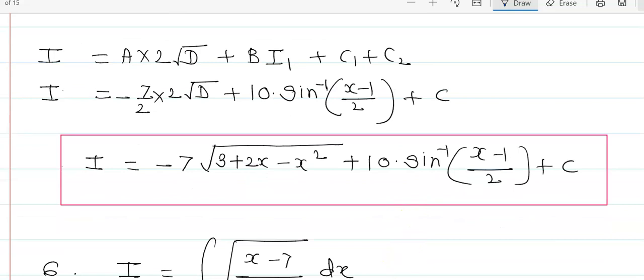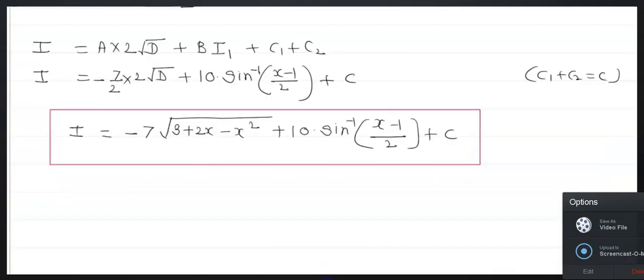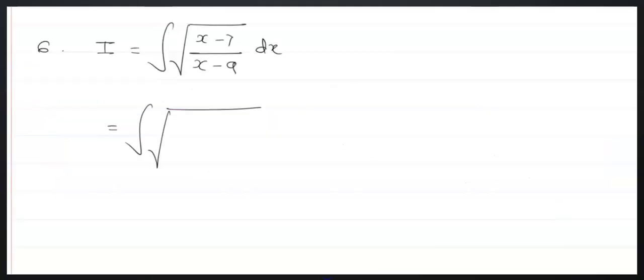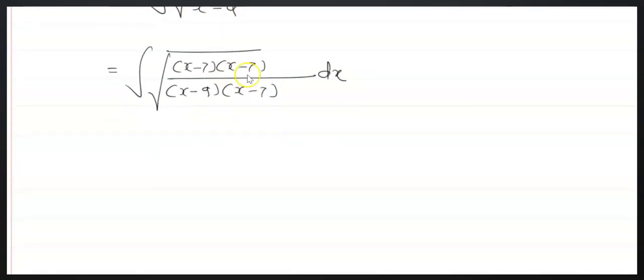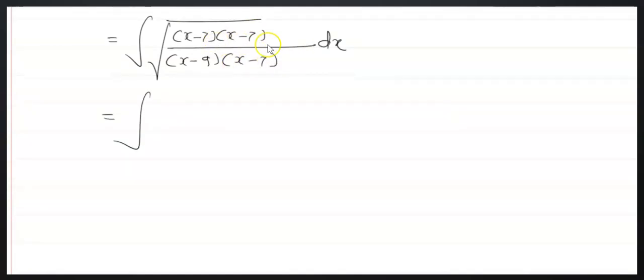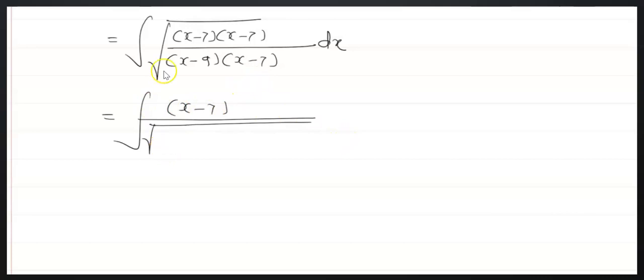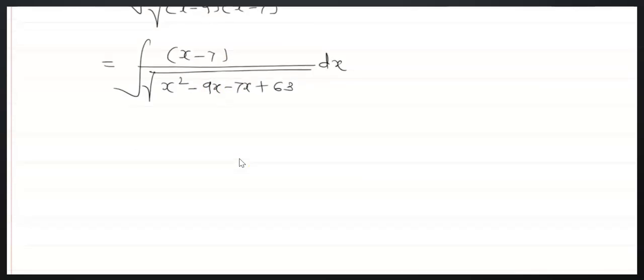Now the next example. This is example number 6. I is equal to the integral of root of (x minus 7) upon (x minus 9) multiplied and divided by x minus 7. For the numerator we will take the root sign out, so x minus 7 bracket square, and the root gets cancelled. You will get x minus 7, and in the numerator under the root we get a polynomial, that is x square minus 9x minus 7x plus 63, dx.